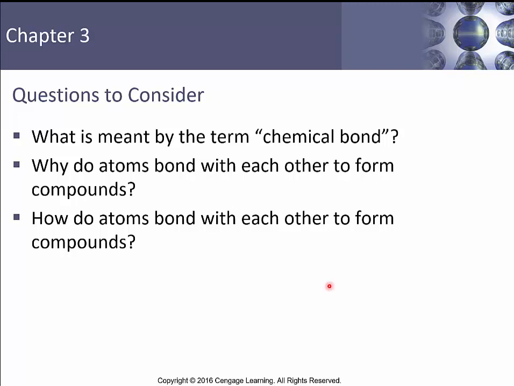So what do we mean by a chemical bond? Well, a chemical bond is something that's going to hold two atoms together. And there's a couple of flavors of chemical bonds that we've got. Why do atoms bond with each other to form compounds? And this is all about the electrons, right?